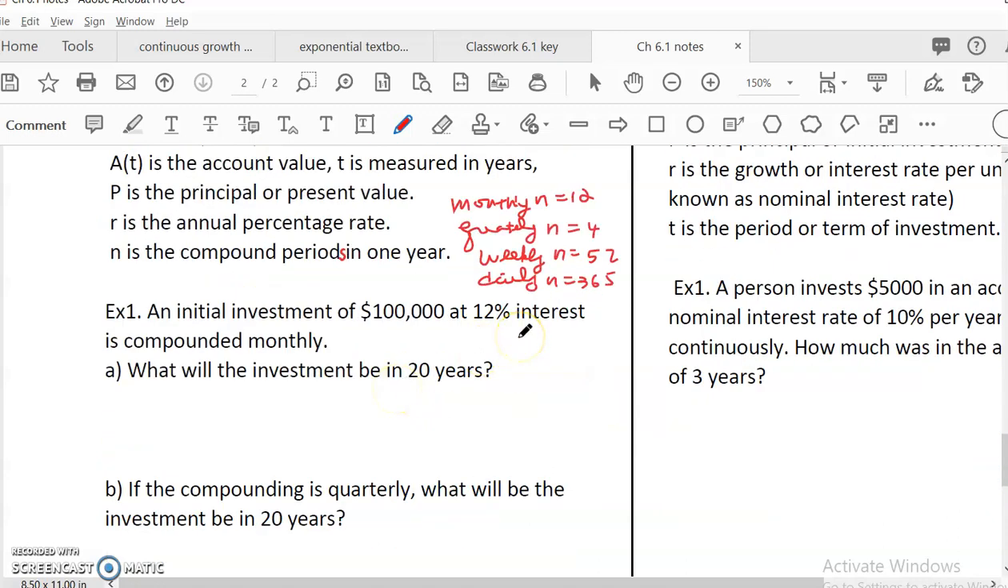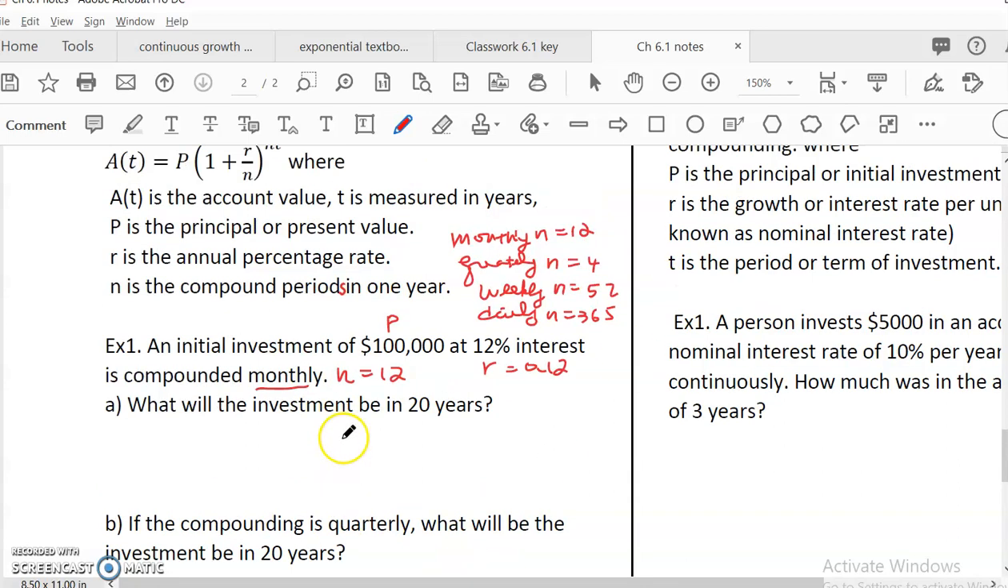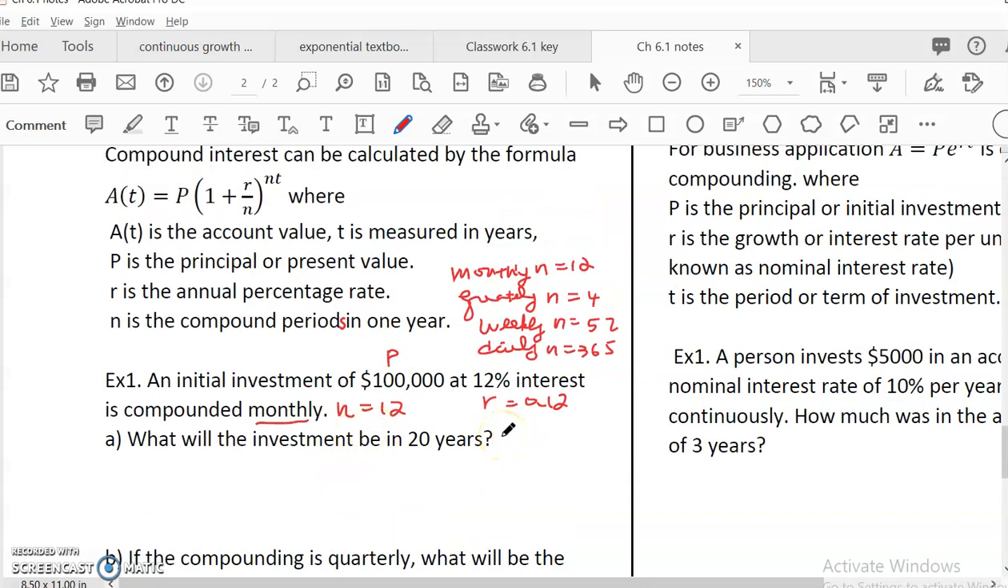Example 1. This is just to get used to the formulas. An initial investment of 100,000, so that's P. 12% interest rate. Any rate quoted by a bank is an annual interest rate. So this is R. You change it back into a decimal, 0.12. Compounded monthly, so N is equal to 12 because you're going to get 12 times of interest. Now use the formula. What will be the investment in 20 years?